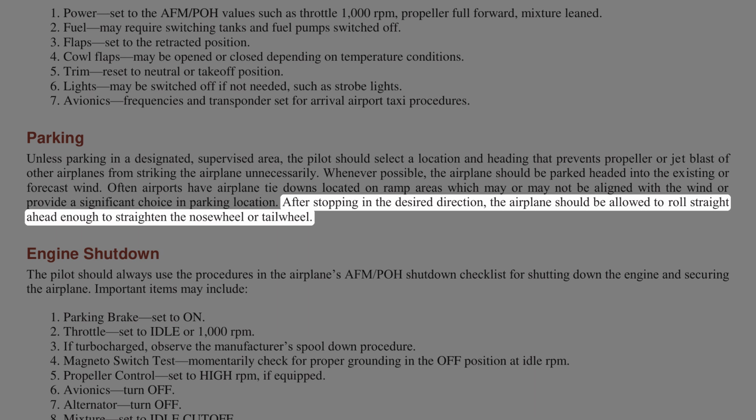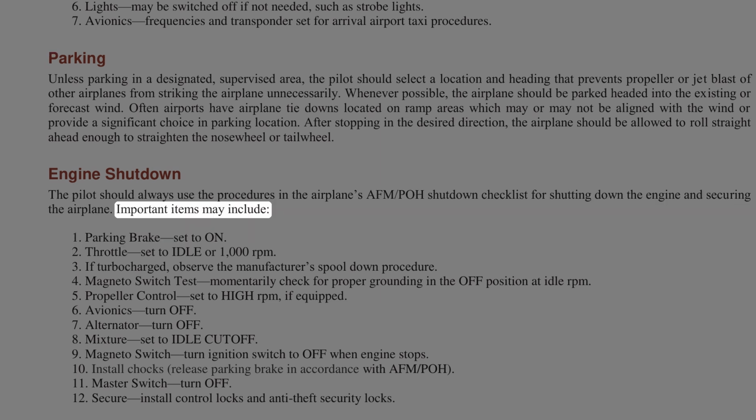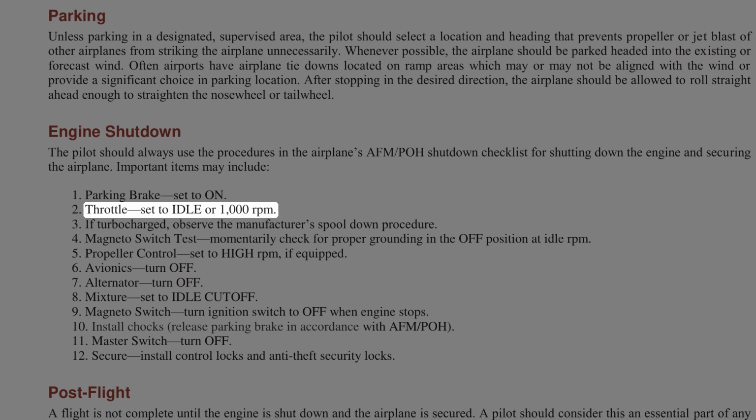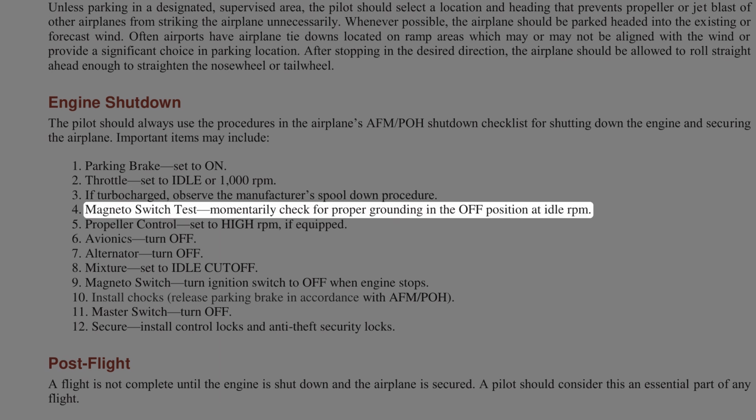After stopping in the desired direction, the airplane should be allowed to roll straight ahead enough to straighten the nosewheel or tailwheel. Engine shutdown. The pilot should always use the procedures in the airplane's AFM/POH shutdown checklist for shutting down the engine and securing the airplane. Important items may include parking brake, set to on, throttle, set to idle or 1000 revolutions per minute. If turbocharged, observe the manufacturer's spool down procedure.